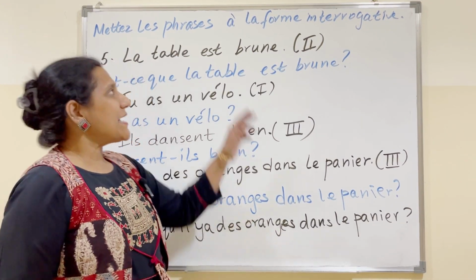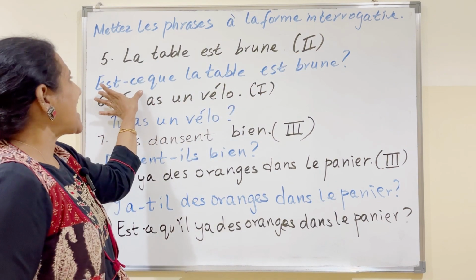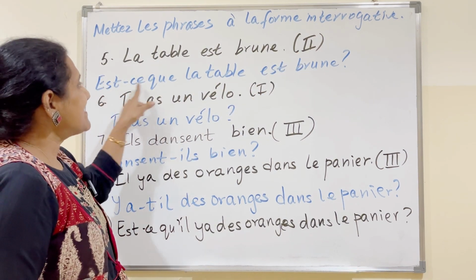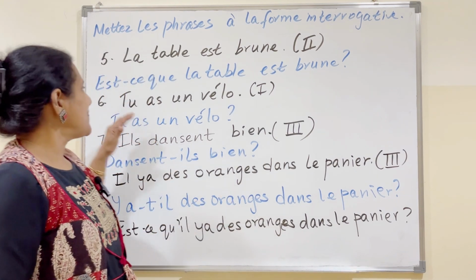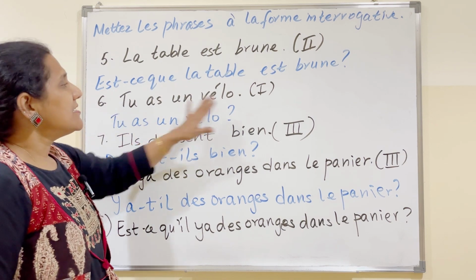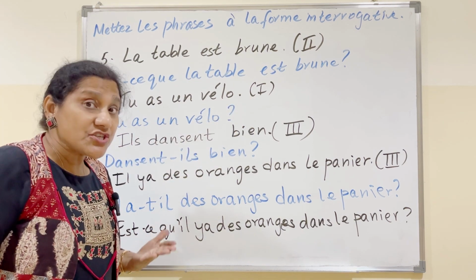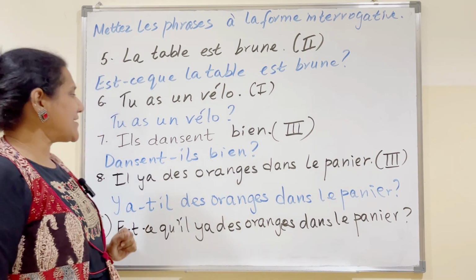La table est brune. Number 2 means est-ce que. So just add est-ce que before the statement. Est-ce que la table est brune? Is the table brown? Tu as un vélo. You have a bicycle. 1, which means intonation. Raise your voice at the end. Tu as un vélo? It becomes a question.